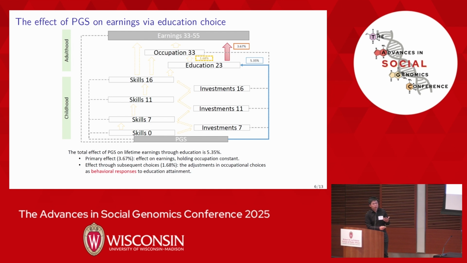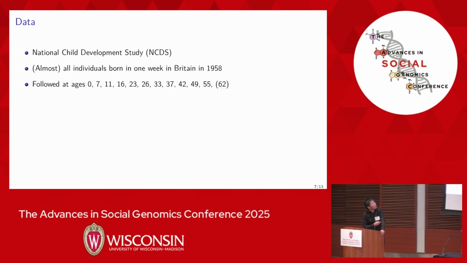But such higher education attainment may have two possible channels affecting your earnings. One is more direct: because people are productive, they become higher earners. The other one is relatively indirect. When you have a higher level of education, you may choose more lucrative occupations, and that also further contributes to your earnings, right? So we want to differentiate those channels as well.